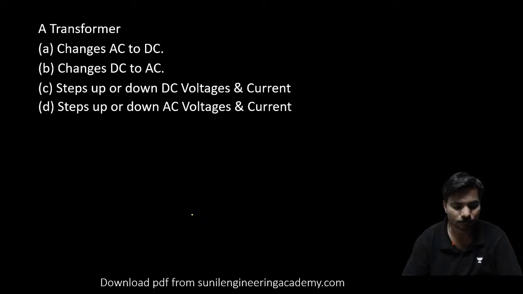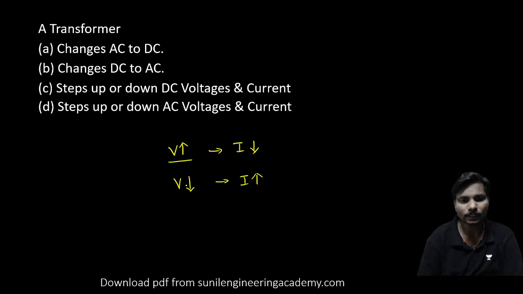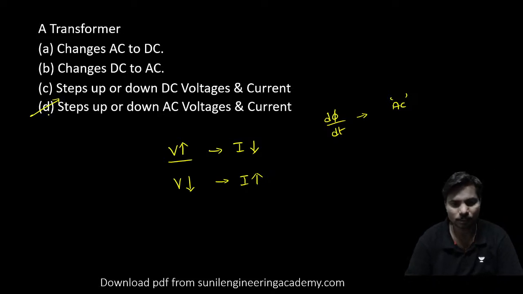What is the answer? A transformer is dash. Just now I said a transformer steps up the voltage. Whenever the voltage is stepped up, the current is automatically stepped down. It can also step down the voltage, and in this case the current is automatically stepped up. The transformer requires a time-changing flux, a time-variant flux. That means we require AC flux. So it steps up or steps down AC voltages and AC currents.